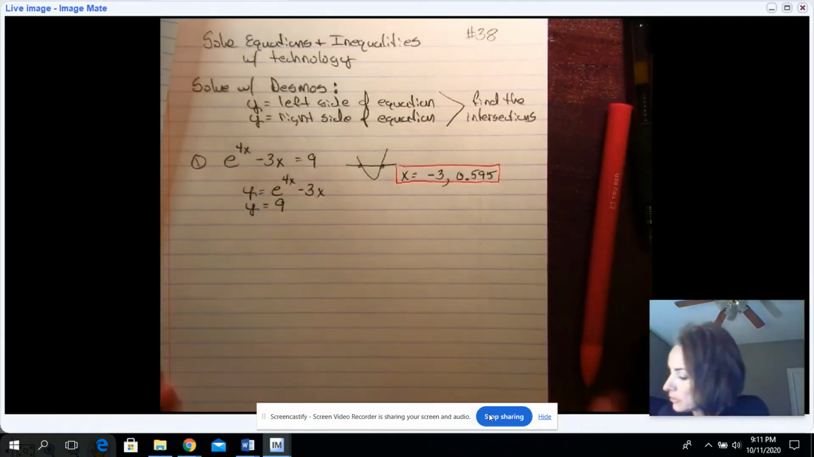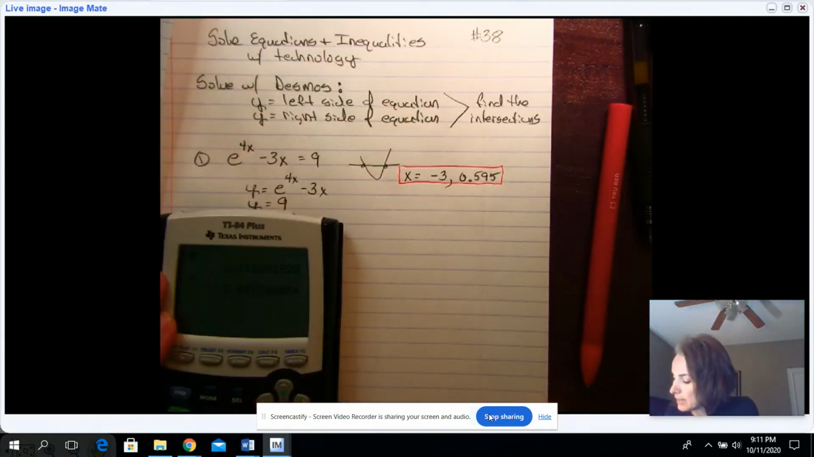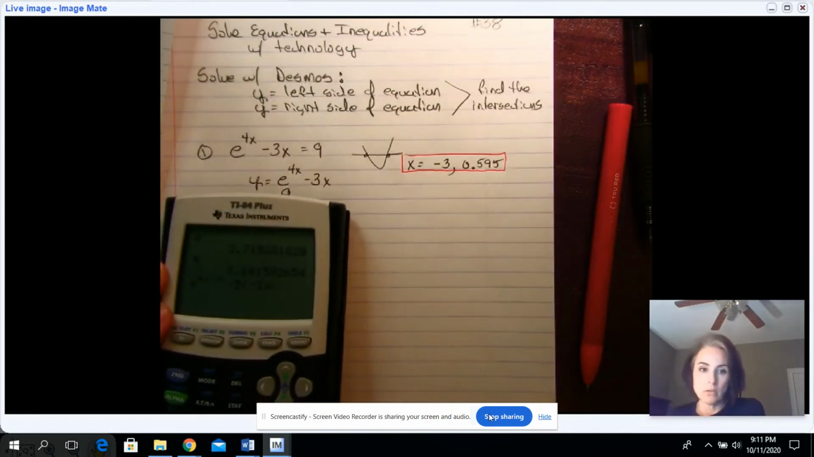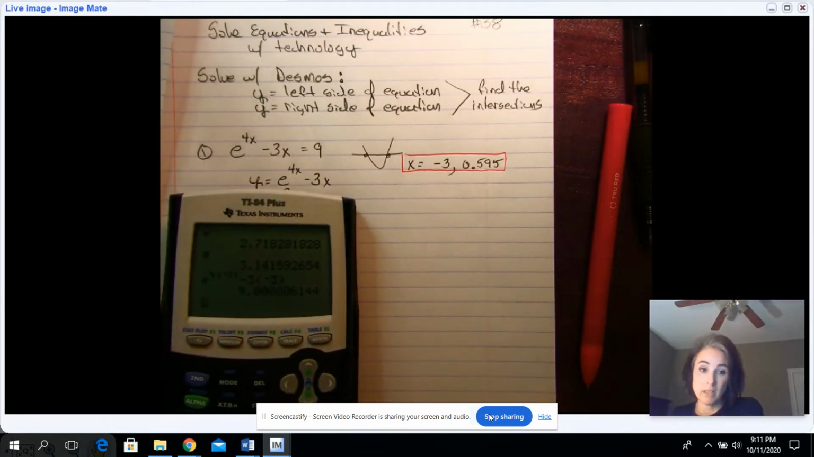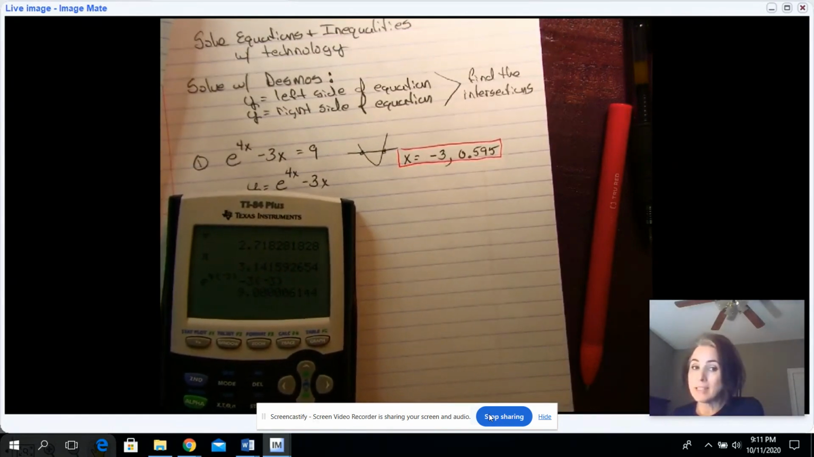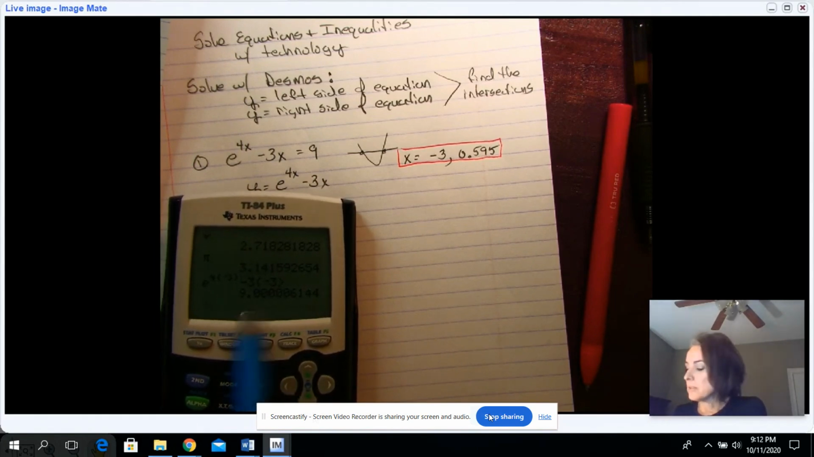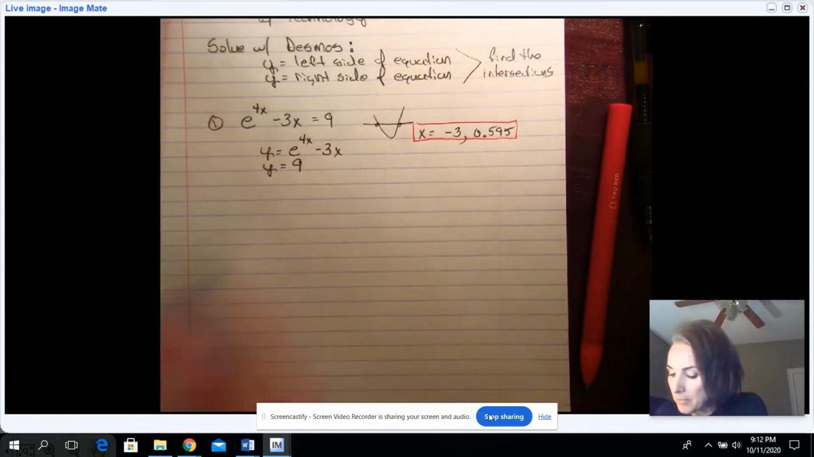I can show you. If I plug in the negative 3 here, e raised to the 4 times negative 3, and then minus 3 times negative 3, that should equal 9, and it's really close. The reason it's not exact is because e itself is rounded, the 2.7 goes on to infinity. So it's not going to be exactly 9, but it's going to be close to 9. It's an approximation.